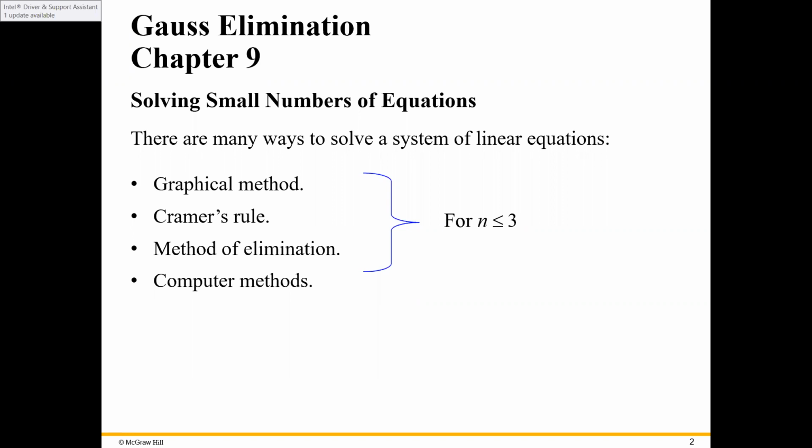For example, for three or fewer equations, it is convenient to do this type of solution by hand calculations. We have a few options for that: graphical method, Cramer's rule, method of elimination, and then for larger sets of equations, we can use computer methods.